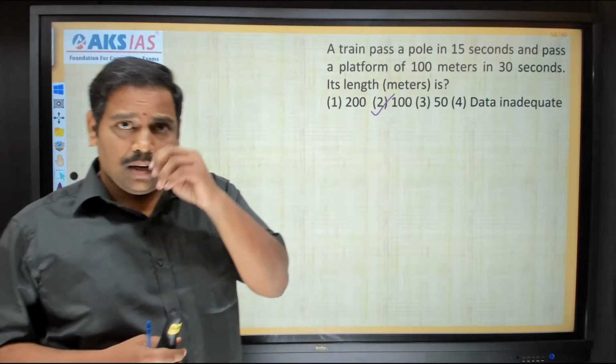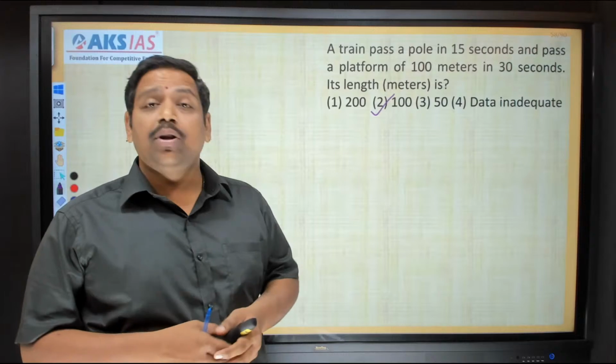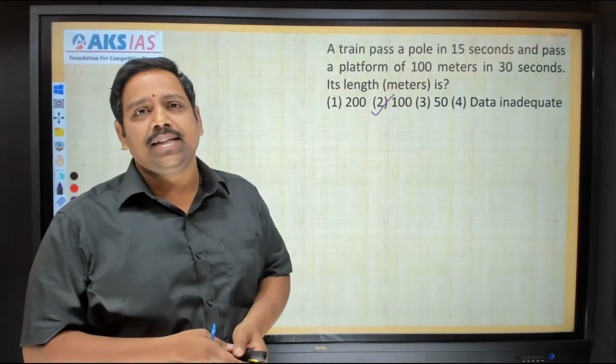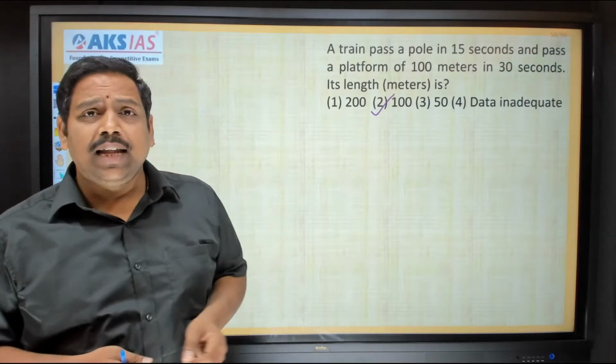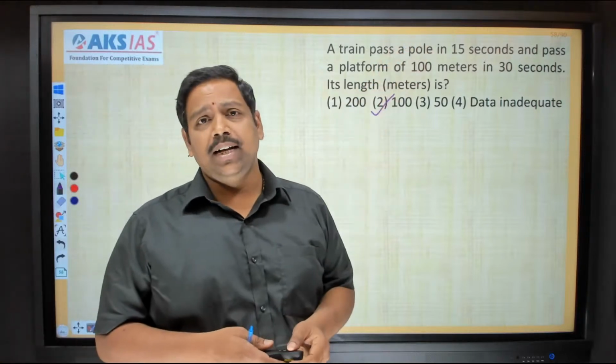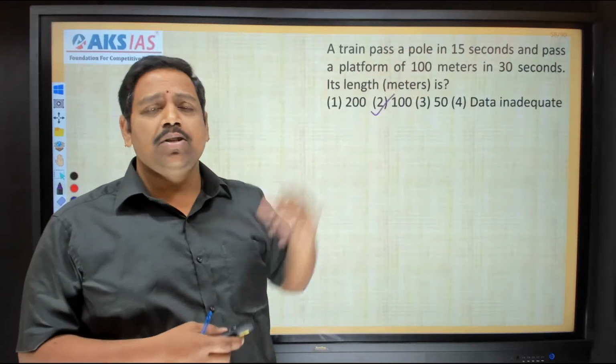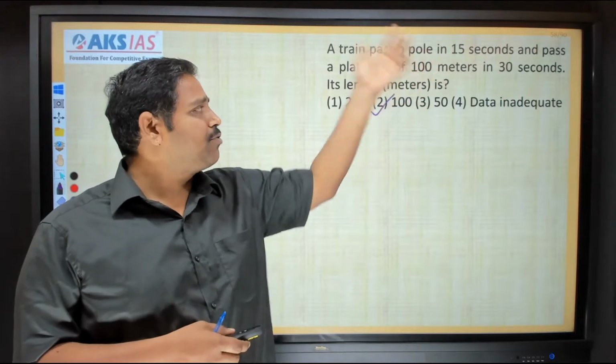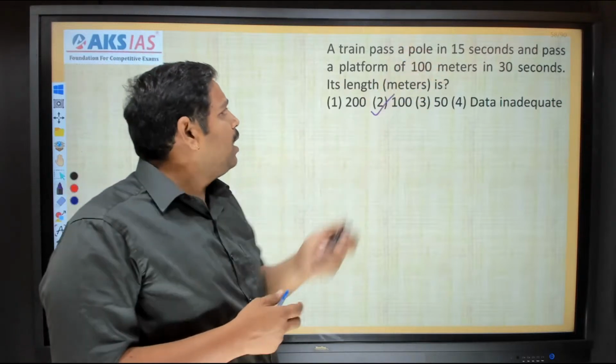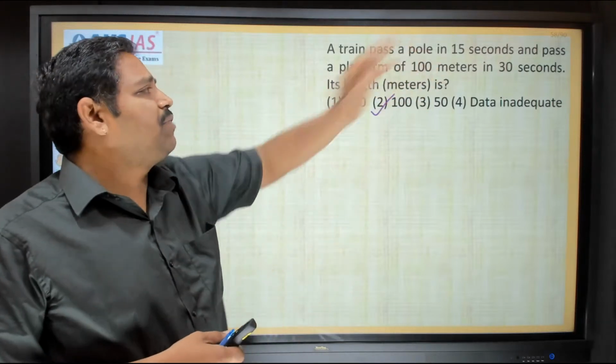By seeing, I can say directly the length of the train is 100 meters. But because it has a beauty, if we observe, then we can give the answer very easily. But there is no rule that every time the same beauty will be applicable here, right? That's why I'll explain the conventional procedure as well as the beauty in this question. Okay, let us observe a point. A train passes a pole in 15 seconds, right?